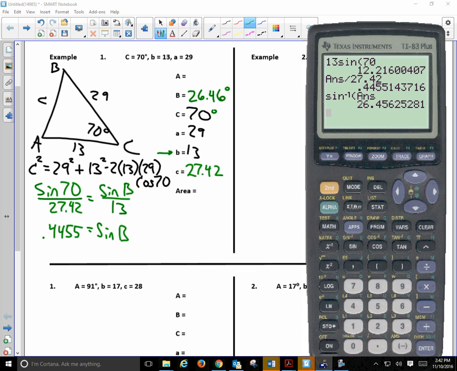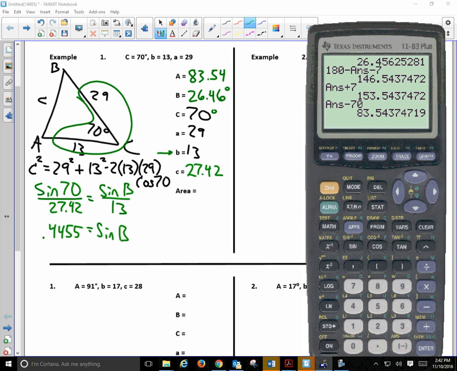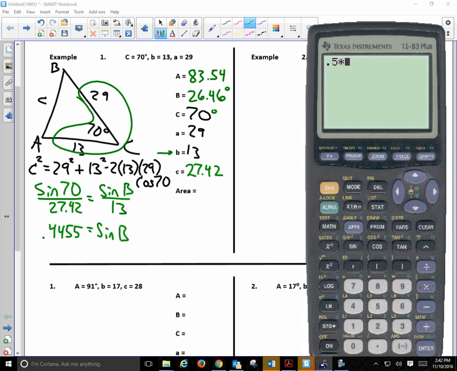To find angle A, simply subtract from 180: 180 minus that answer, minus 70. And I get 83.54. Can I find the area? Yeah, the area is easy. That's just right away you can do it. 0.5 times 13 times 29 times the sine of 70. 177.13.